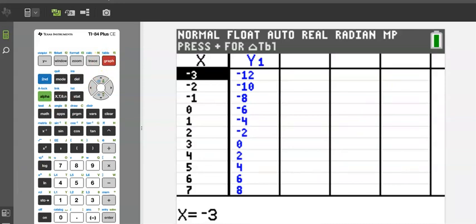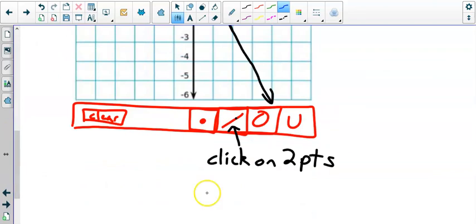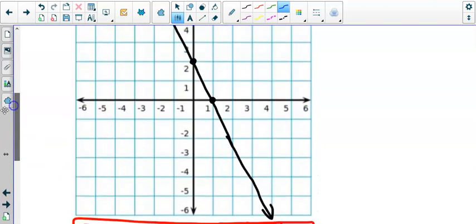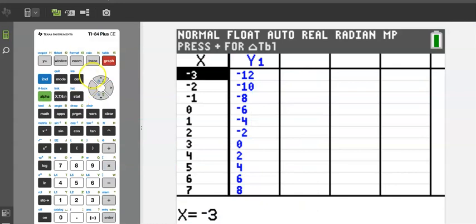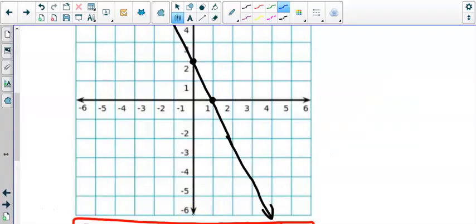Because again, how many points do I need to graph? 2. So when you're doing the second line, you'll come down, you'll click again, and then all we got to do is put 2 of those points up there. So let's take a look at our graph. What is the x-intercept? 3, 0, absolutely, right there. What is the y-intercept? 0, -6, yes.